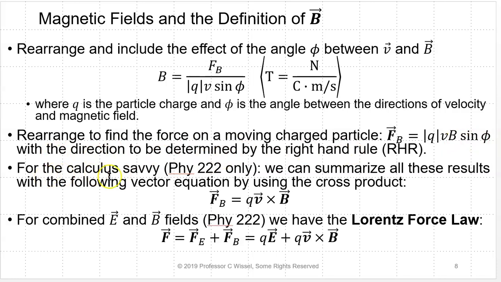For the calculus savvy, that is the Physics 222 students, the calculus-based physics students, we can summarize all of these results with the following vector equation using the cross product, because cross product is associated with sine. So Fb equals q v cross B. For combined E and B fields, again Physics 222, we have the Lorentz force law. F equals Fe plus Fb, or qE plus q v cross B. Now these F's, E, v, and B are all vectors.